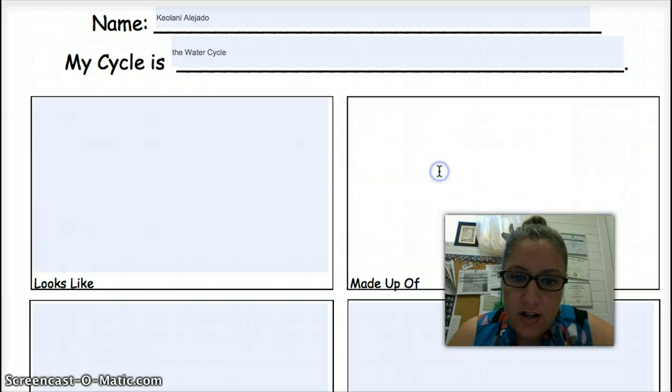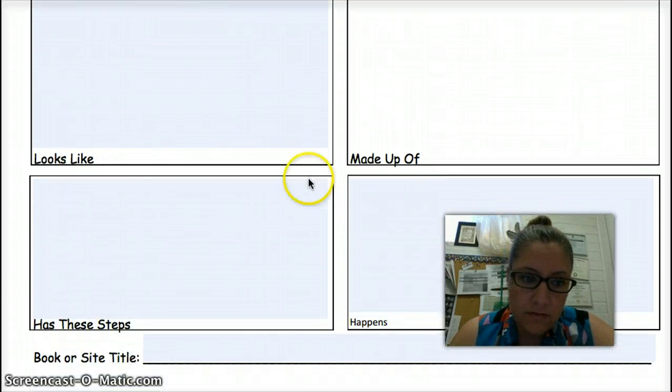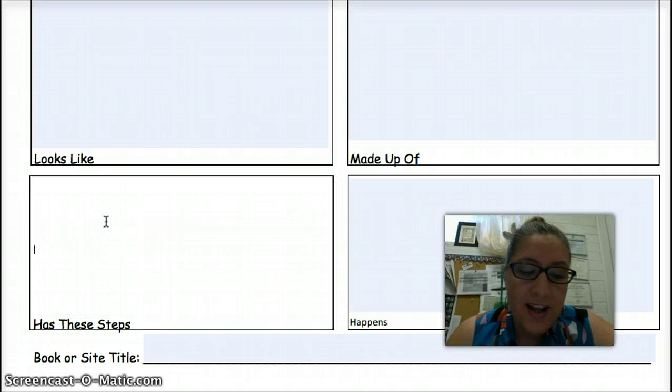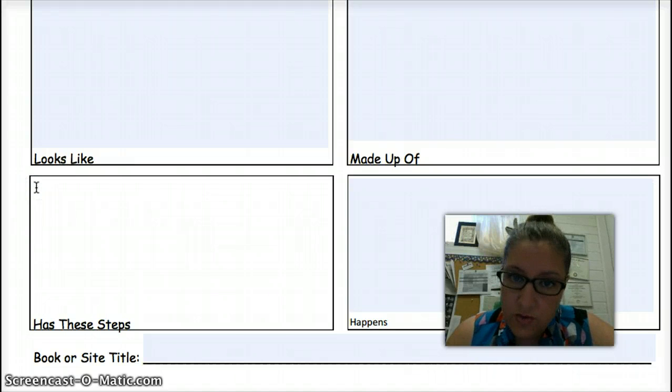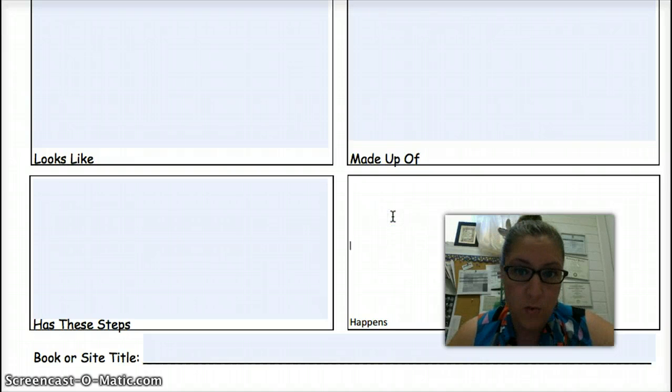In this box here, you're going to write what your water cycle is made up of, including water, steam, ice, clouds, or any other part of the water cycle that you can think of. Here in this box, you will put has these steps and number the steps 1, 2, 3, 4. In this box, you will tell us a little bit about what happens in the water cycle.